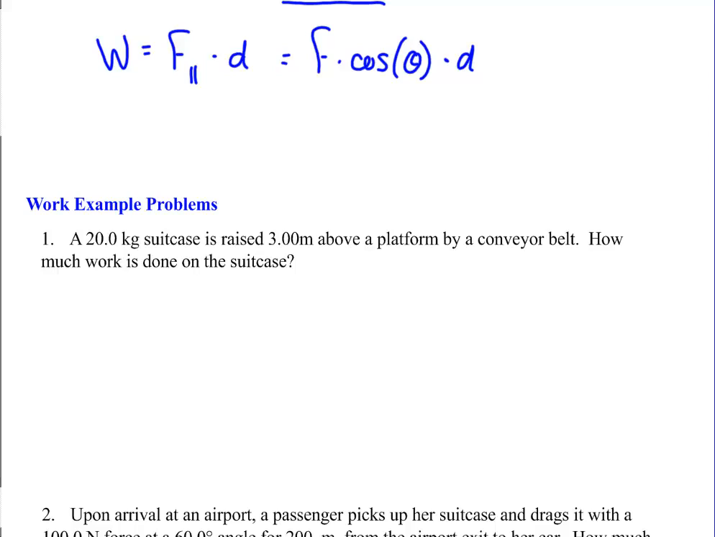So we've learned about energy already. Work is simply a transfer of energy. So let's take a look at some work problems. I have a 20 kilogram suitcase. I lift it 3 meters using a conveyor belt. How much work is done on the suitcase?